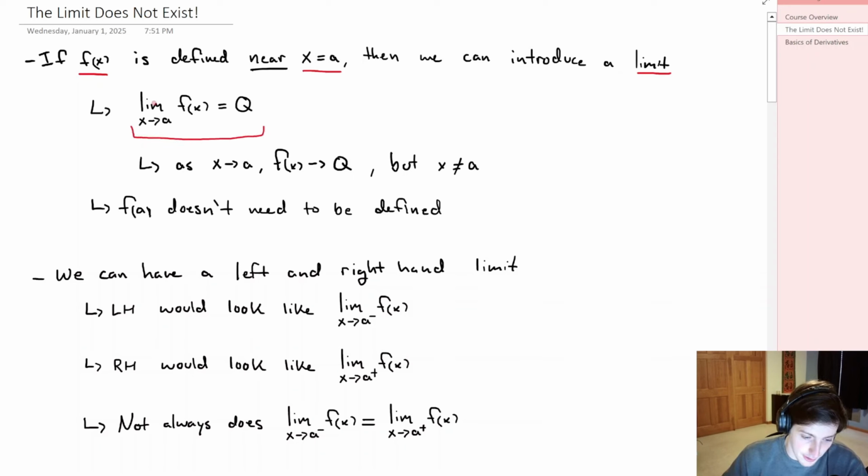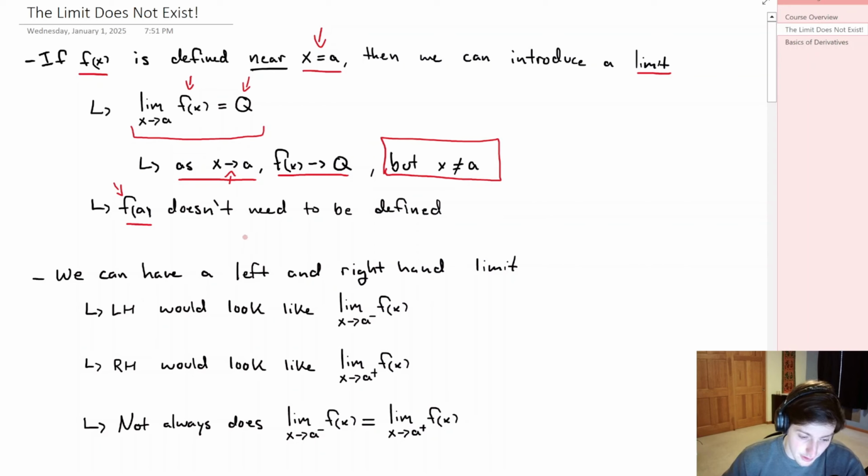So we would say the limit as x approaches a, for that function f of x, if it's equal to something, we're going to call that q. Now q is just a placeholder, it could be whatever value you want, it could be no value, it could be infinity. But it's very important to note that x is not equal to a. Do not mistake the equal sign for this arrow here.